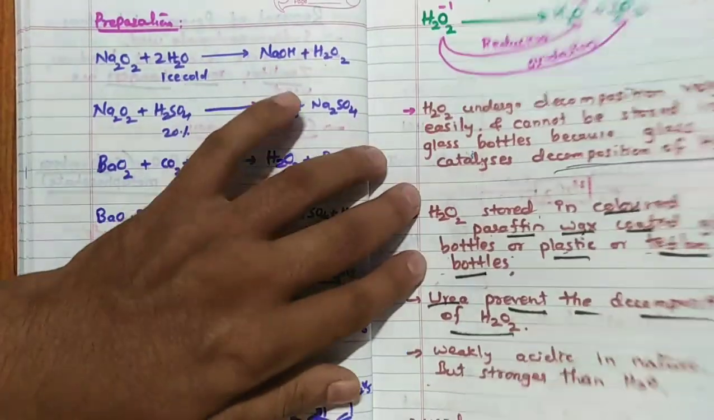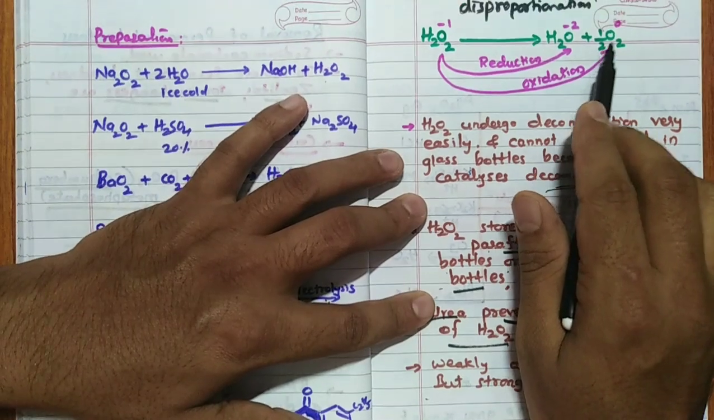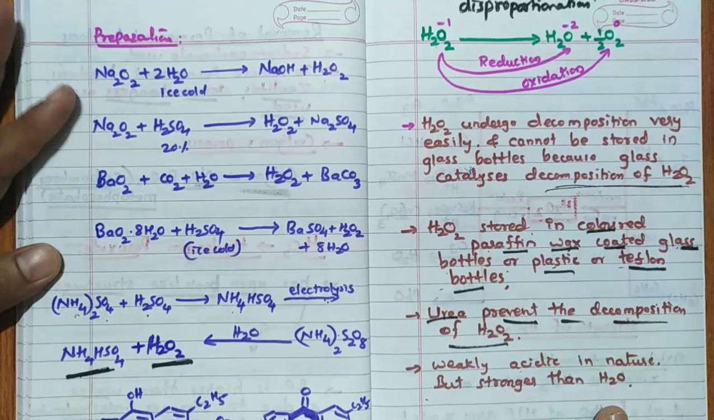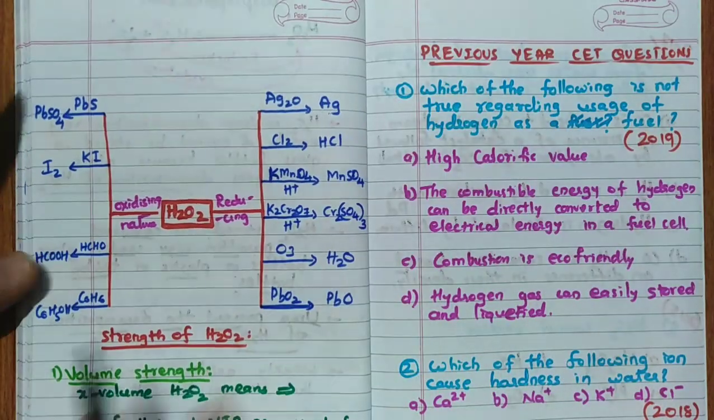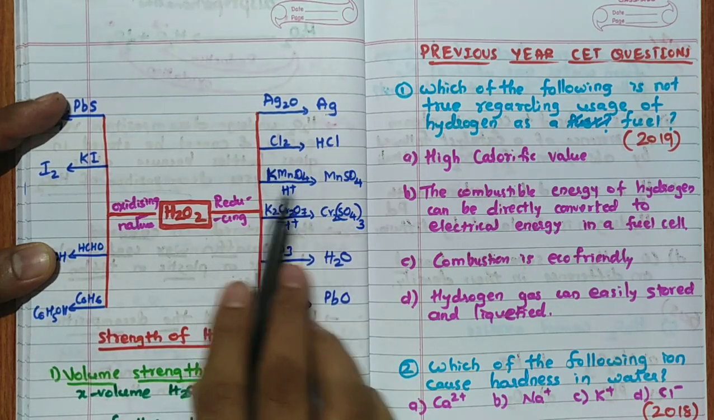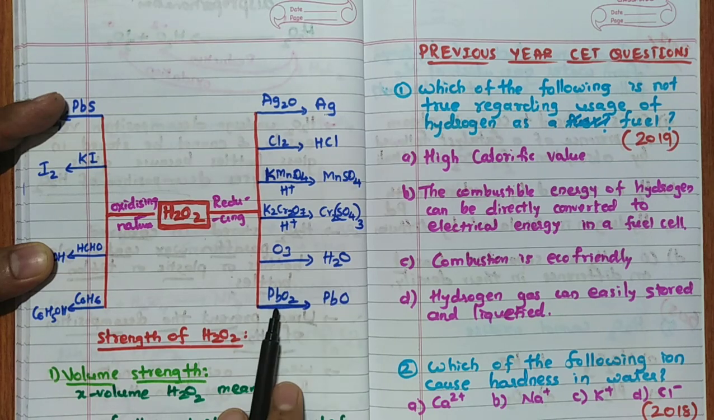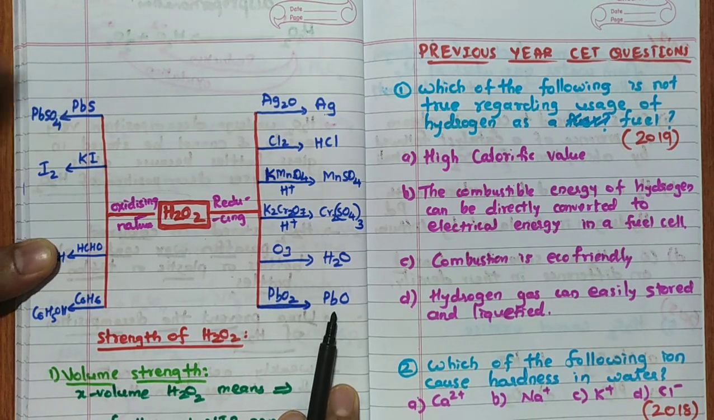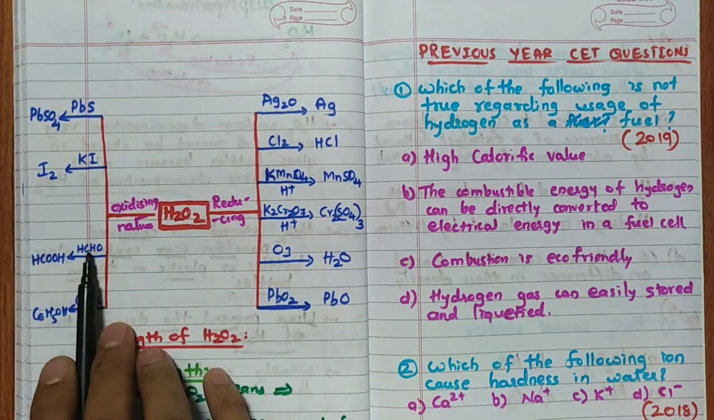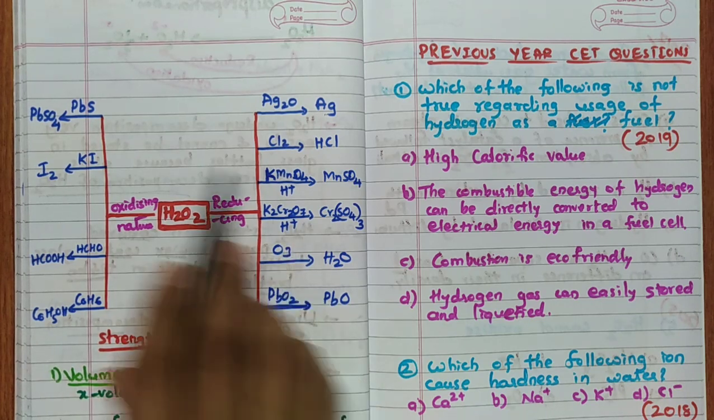When it acts as a reducing agent, the product is the oxidized product O2. Remember that. When it acts as an oxidizing agent, the product is water; it will undergo reduction itself. So Cl2 gives HCl, KMnO4 gives MnSO4, potassium dichromate gives Cr2(SO4)3, ozone gives O2, and PbO2 gives PbO. Similarly, PbS gives PbSO4, KI gives I2, HCHO gives HCOOH, and benzene gives phenol. These are all the reactions of H2O2.